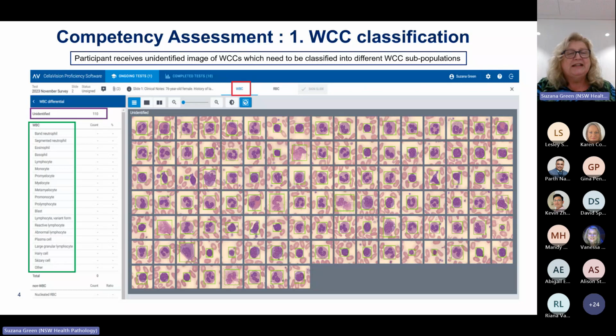They would literally move these individual cells across, or they could group them. There were many different ways to put them into their proper differential groups. As you can see on the left-hand side, it shows which ones they could put them into. Now, unfortunately, the first one says band forms. So later in this presentation, I'll show you that quite a number of participants put their neutrophils automatically into the band form instead of the segmented neutrophil file.